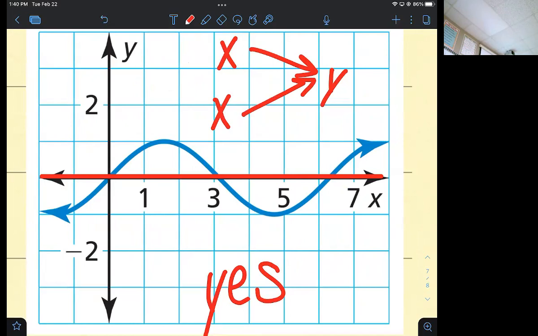Section 6.1 homework is on Big Ideas. No work paper for 6.1. So when you're done, just hit turn in on the Google Classroom. You don't have to attach anything.